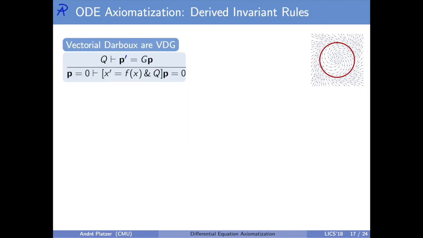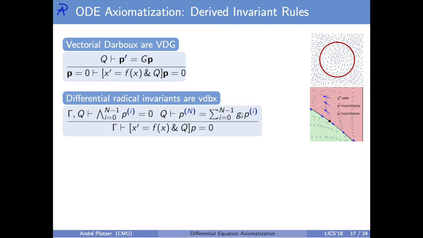So you move on from vectorial Darboux, which are derivable, to what are called differential radical invariants. The name comes from precisely radical ideals, right? The thing where higher powers are contained in the lower powers, or the ideal generated by them. Here's the same thing just for Lie derivatives instead of for powers of polynomials.